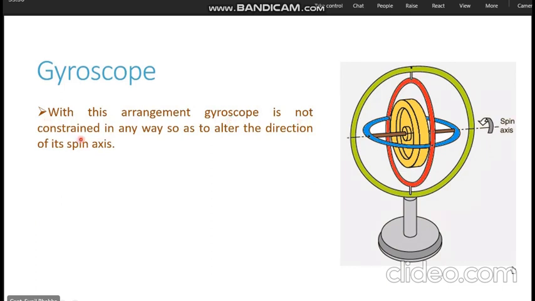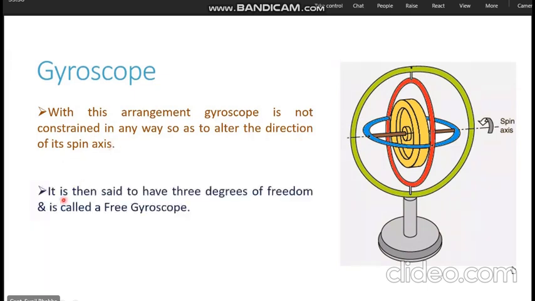The gyroscope is not constrained in any way so as to alter the direction of its spin axis. It is then said to have 3 degrees of freedom and is called a free gyroscope. So there are 3 degrees of freedom. The first freedom is the freedom to spin anti-clockwise or clockwise around the spin axis. You can see this spinning motion shown by this particular arrow. The second freedom is the freedom to tilt up and down. The brown color rod can move up and it can move down as shown by the laser pointer.